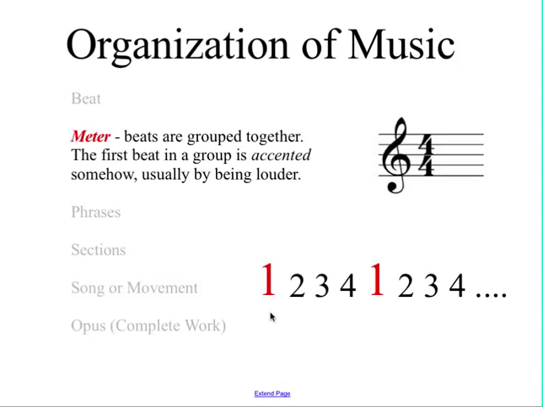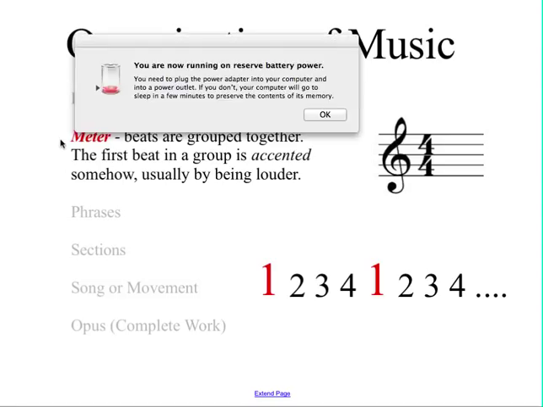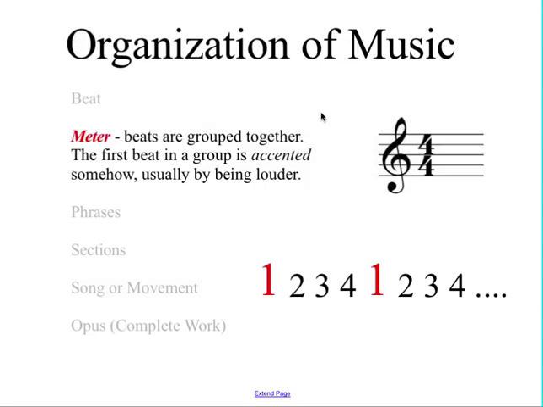It could be in 3. 1, 2, 3, 1, 2, 3, like a waltz. Or it could even be in less common things such as 5 or 7. One popular song you all know, Lalo Schifrin's Mission Impossible, that's organized in beats 5 to a measure. So, again, we start with beats, which is the pulse of music. Then we put them together into even groupings of beats. And that's our meter. And the next we put them together in phrases.